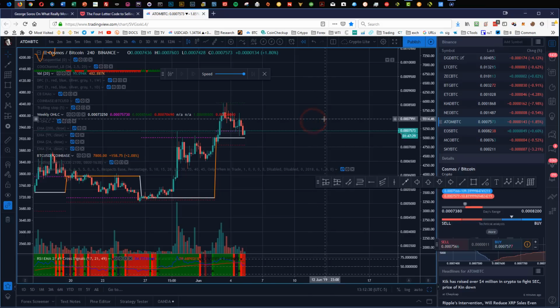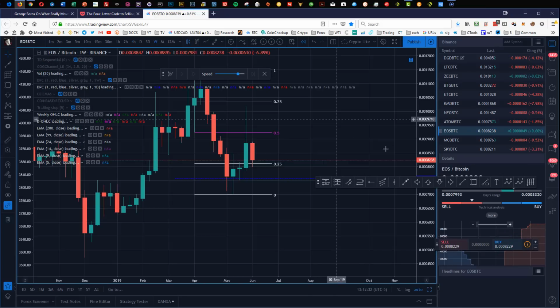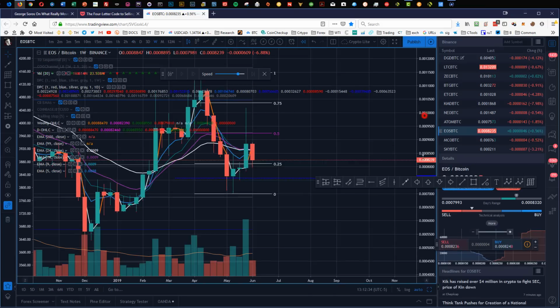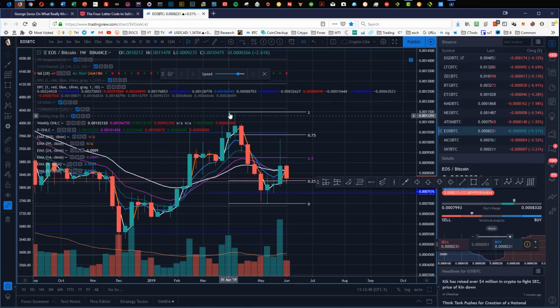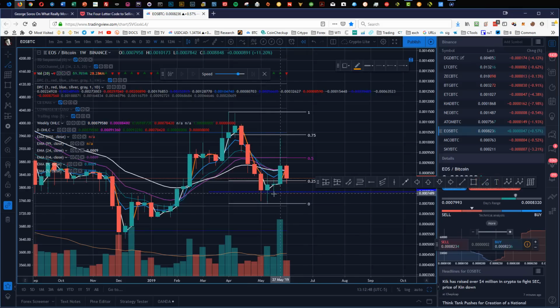Let's go to EOS. EOS is another example. See the trade, what has held up? This one here on EOS, I'm using the wicks. See the wick? So then this is the entry point. And if you would have taken that entry point, you would have had multiple chances because it did pull back.